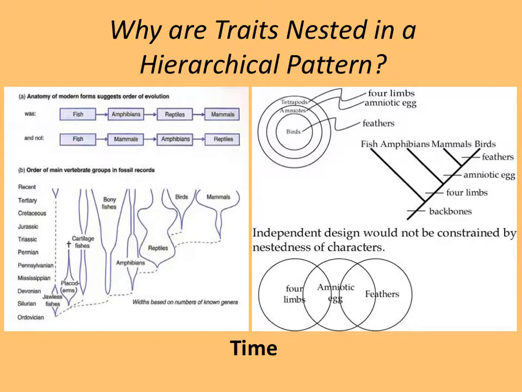Traits are nested in a hierarchical pattern because of time. When a trait that you see in organisms shows up at different times in the fossil record, those that show up early, all descendants from then on probably have at least a version of it. Those that show up later, only some lineages have it, others don't.